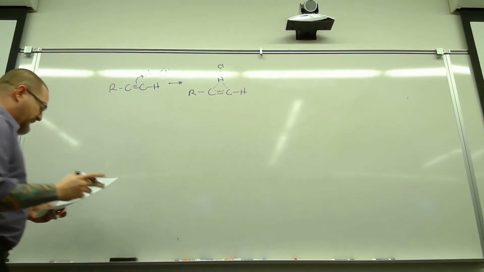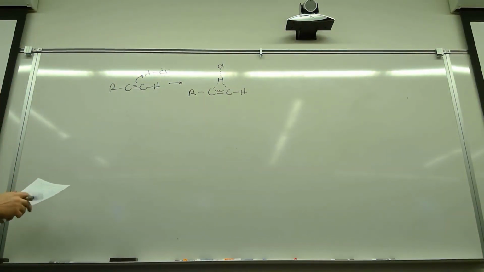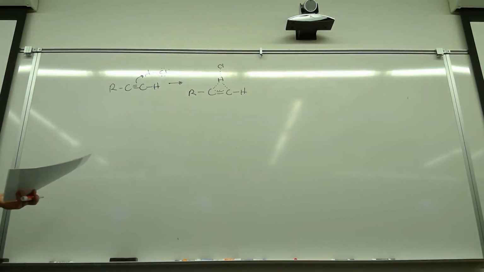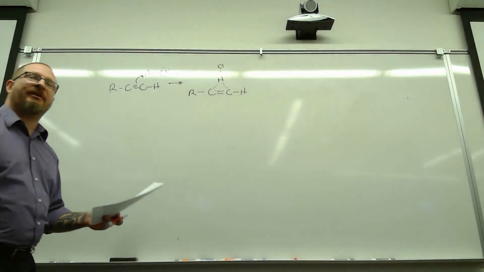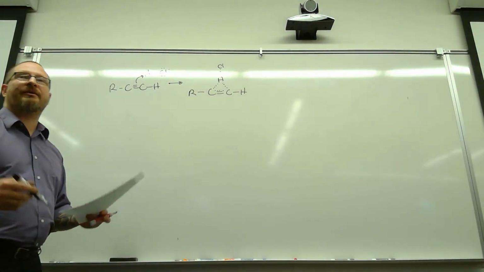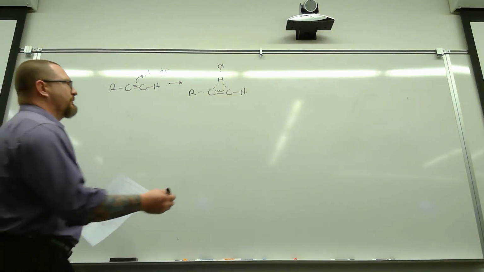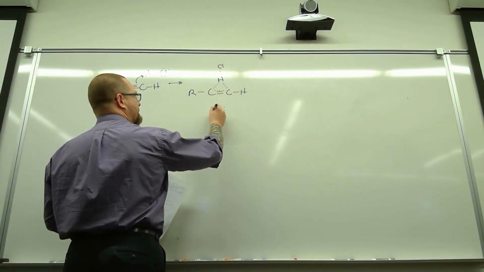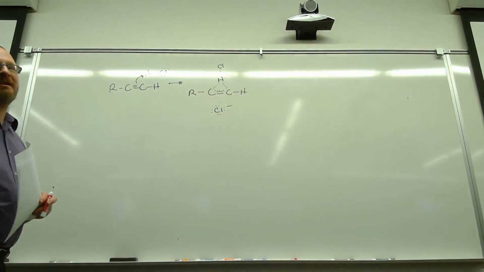So, oh man, this is super fun. What's hydrochloric acid do in aqueous solution? It fully dissociates. We have an excess of hydrochloric acid. That means we have H3O+ and Cl- just hanging out.